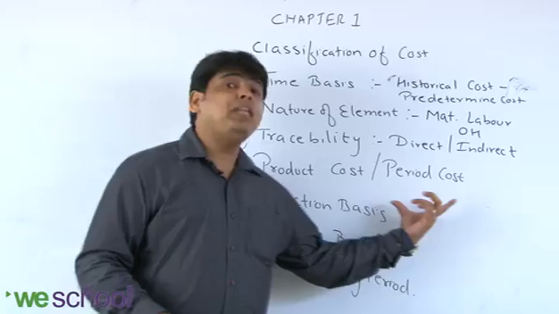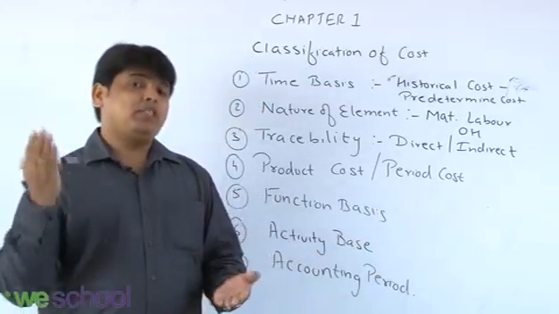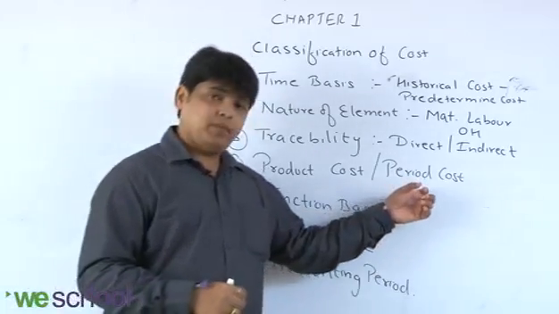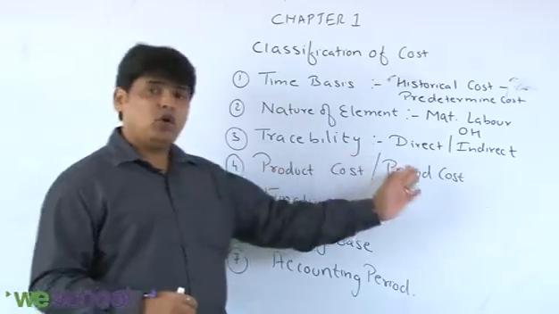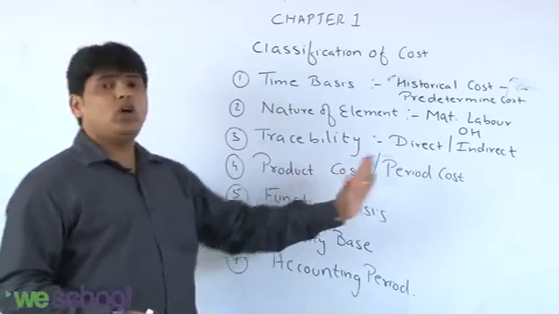So they are called period costs because they are not paid on the basis of production units, but they are paid on the basis of time. So product cost and period cost. Similarly, it is the same: traceability, direct cost, indirect cost, product cost or period cost.